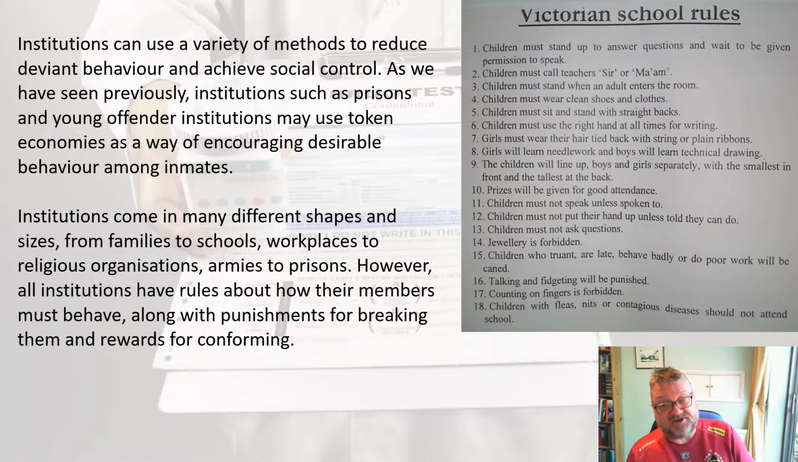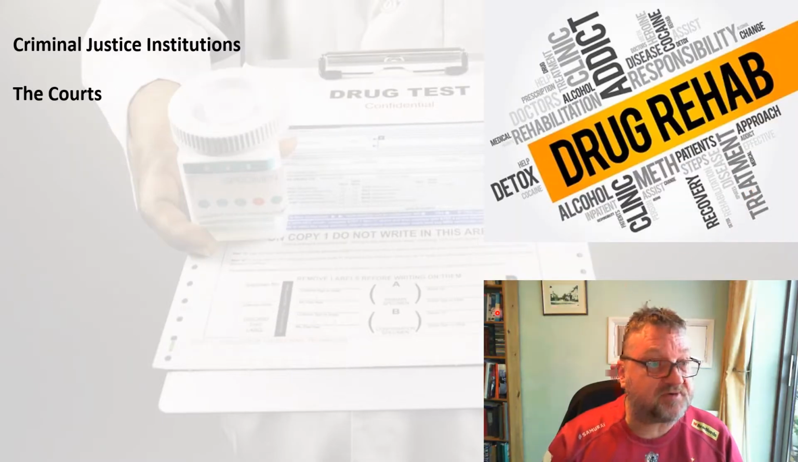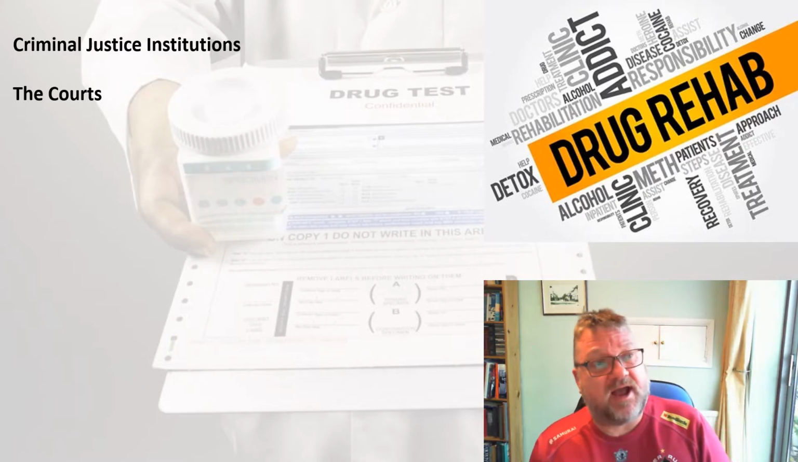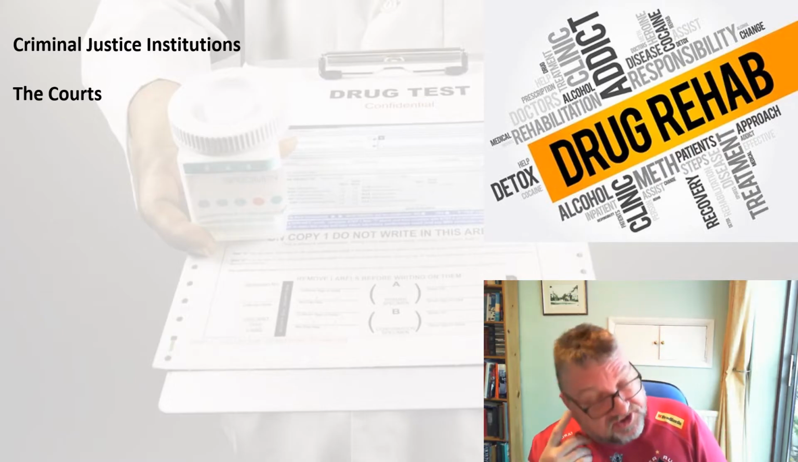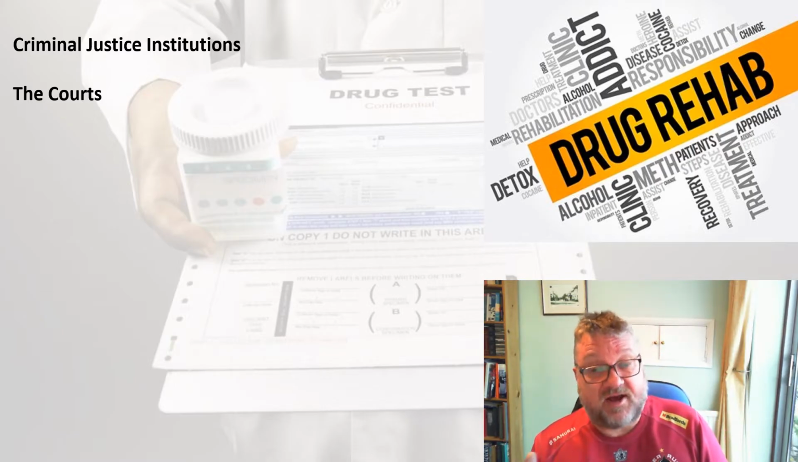If we go back in time to Victorian school rules, you can see over here some very different attitudes to discipline in the classroom compared to where we might be in 2022. So let's start by looking at the criminal justice institutions and how they operate.